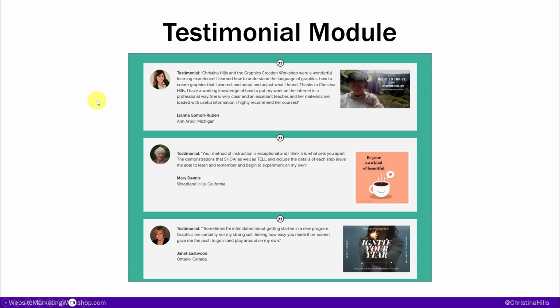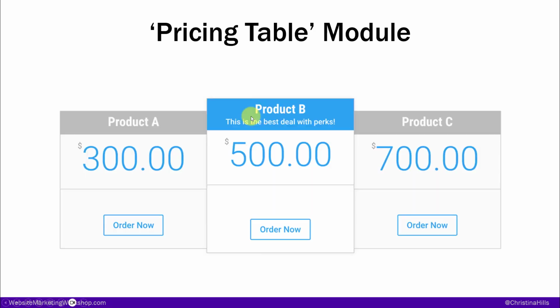Then there's also a testimonial module. So if you've got testimonials, Divi has this sort of nice thing. They get the little quote. You can put a picture in. They make the picture a circle. You put a blurb in, then another picture. It's really nice how it organizes this.